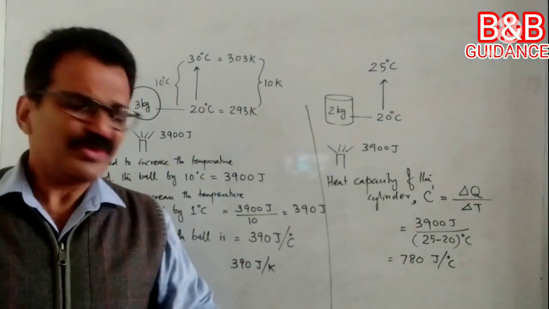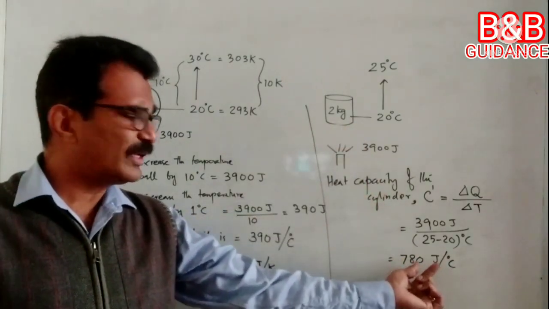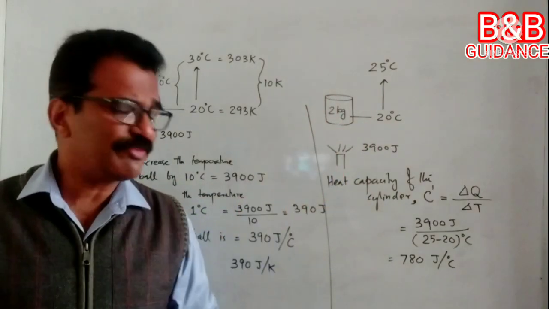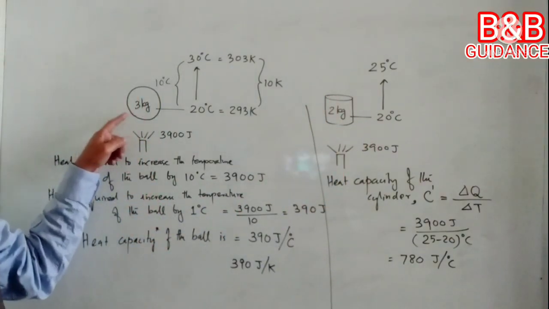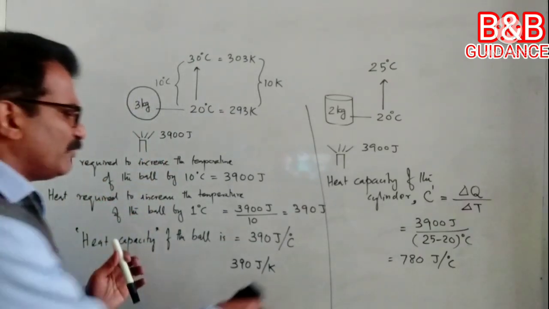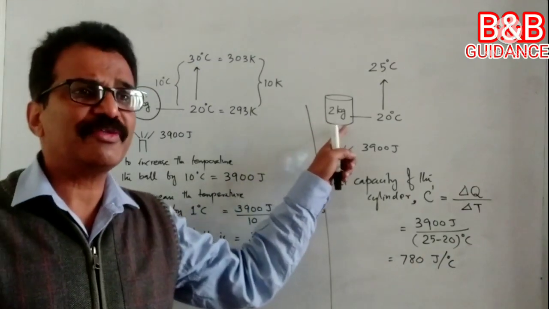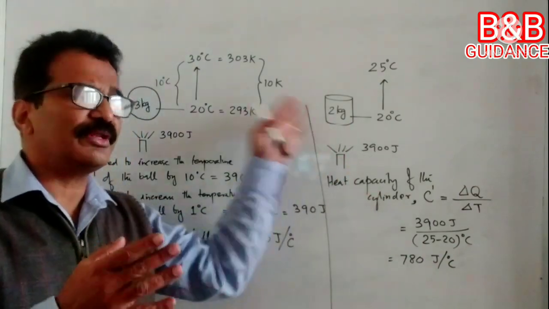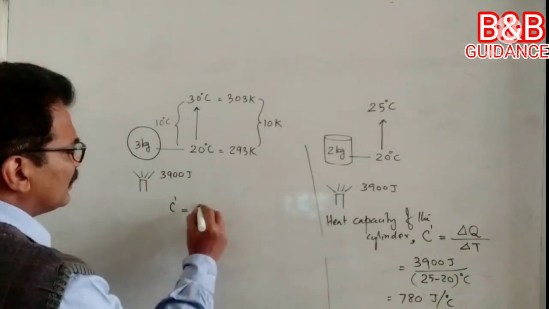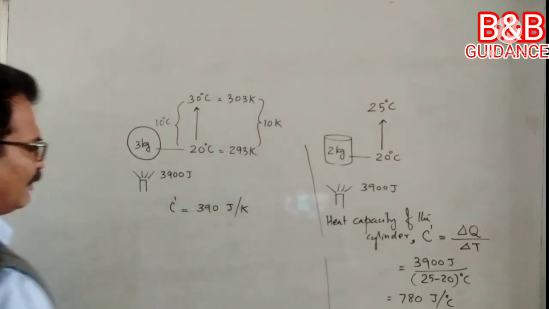That's it. So it is very easy. You understood that it needs 780 joule of heat energy to increase its temperature by 1 degree Celsius. This one needs only 390 joule of heat energy to increase its temperature by 1 degree Celsius. It has more heat capacity, so it needs more heat energy to increase its temperature. Heat capacity, see what is that? We got 390 joule per Kelvin.